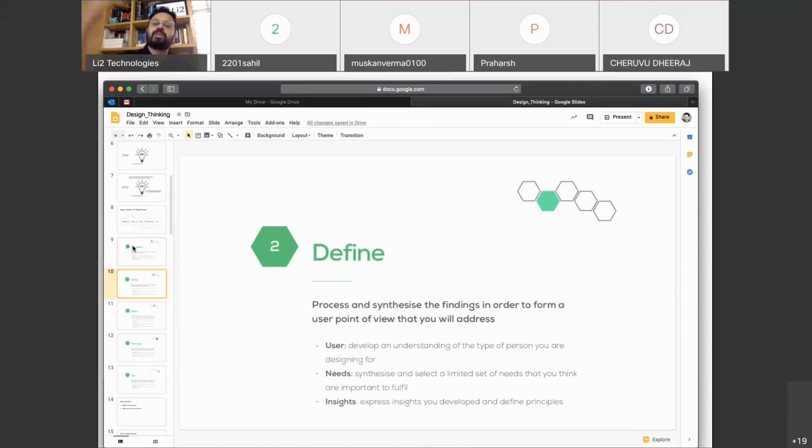What will you address to the user? Develop an understanding of the type of person you are designing for, right? So essentially, who is this person? Who is going to use this, right? What are their needs? Synthesize and select a limited set of needs that you think are important to fulfill. Say, for example, you're talking of a blind person. Don't put the needs of a blind person to become as active or as effective as a normal person, right? That is too many things to solve.